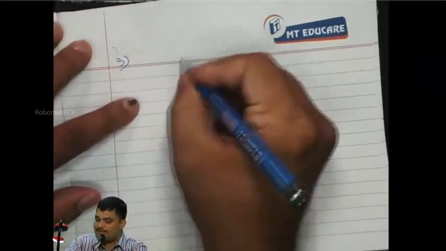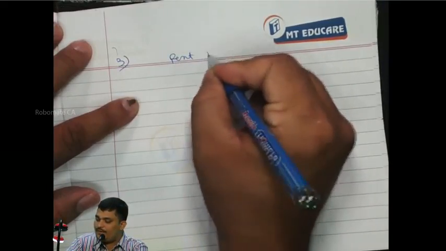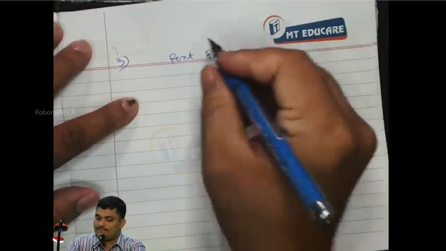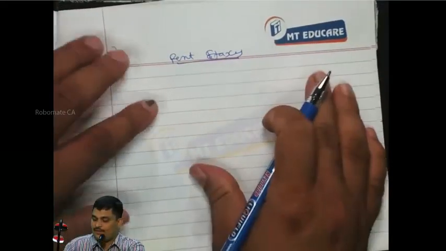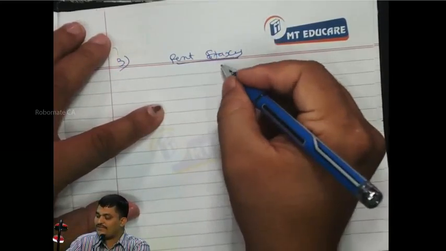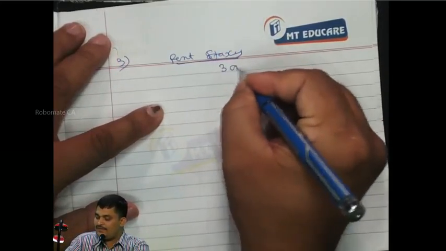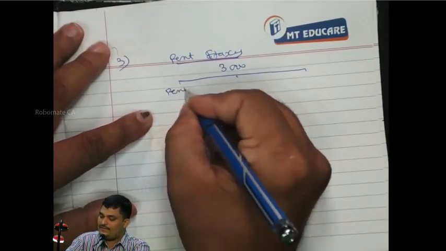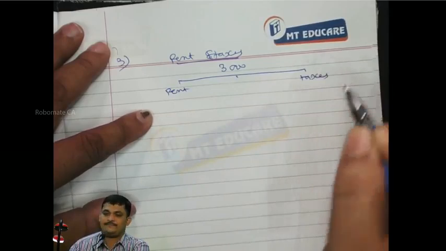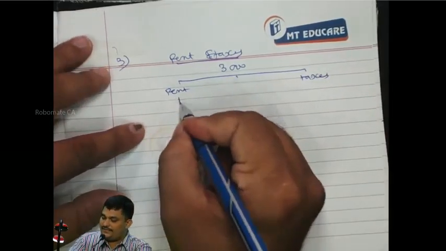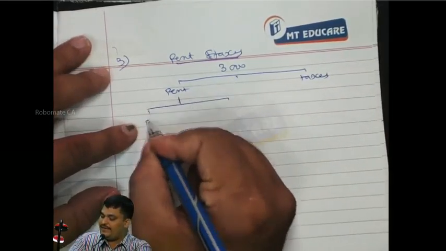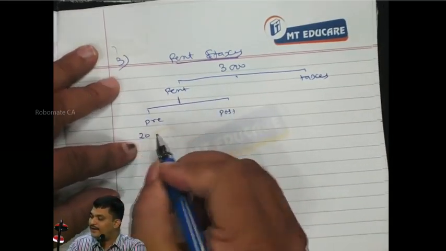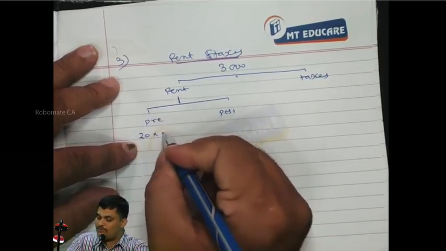Working note number 3. Rent and taxes. In this, how much is given? 3000. Rent, taxes. Rent, pre, post. 20 per month into 3.